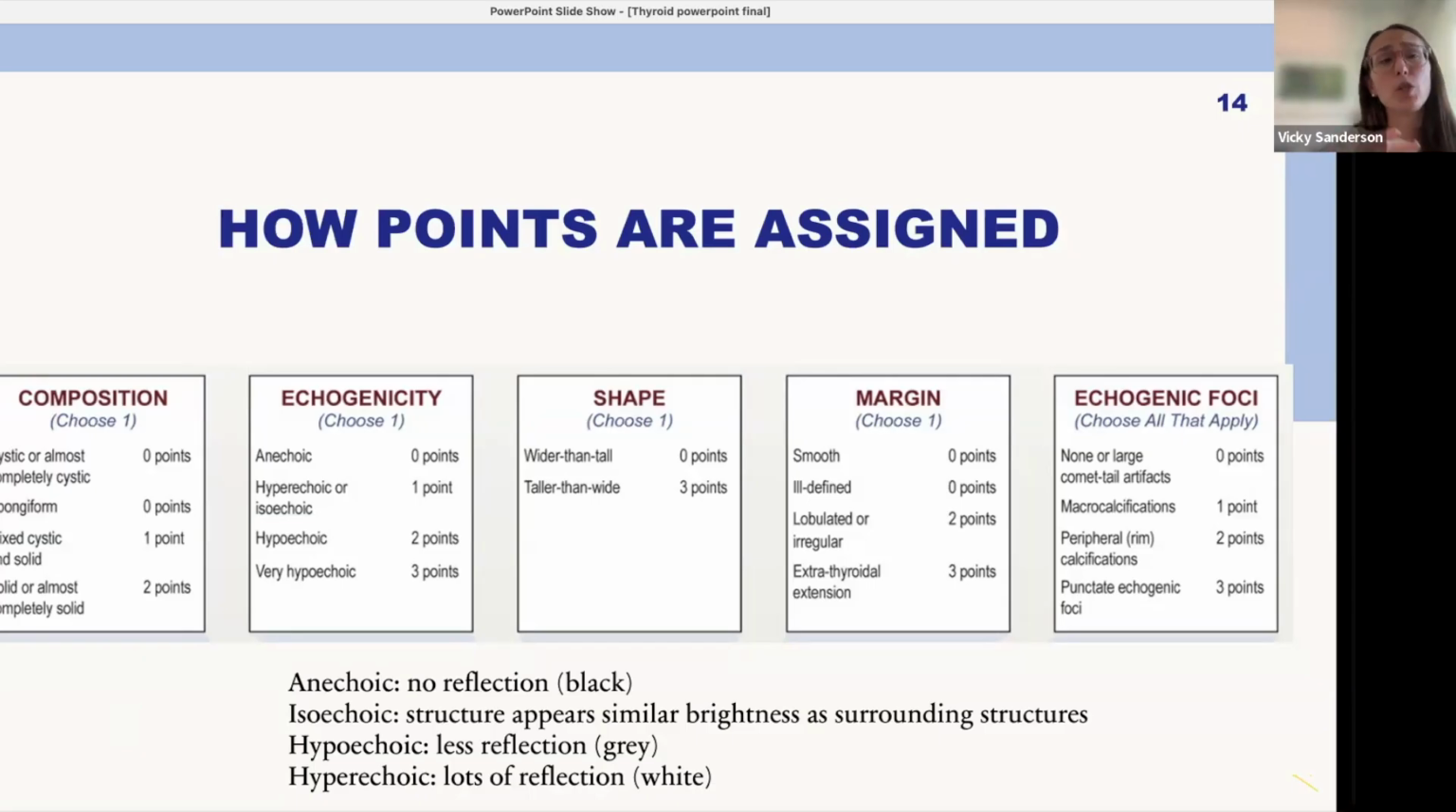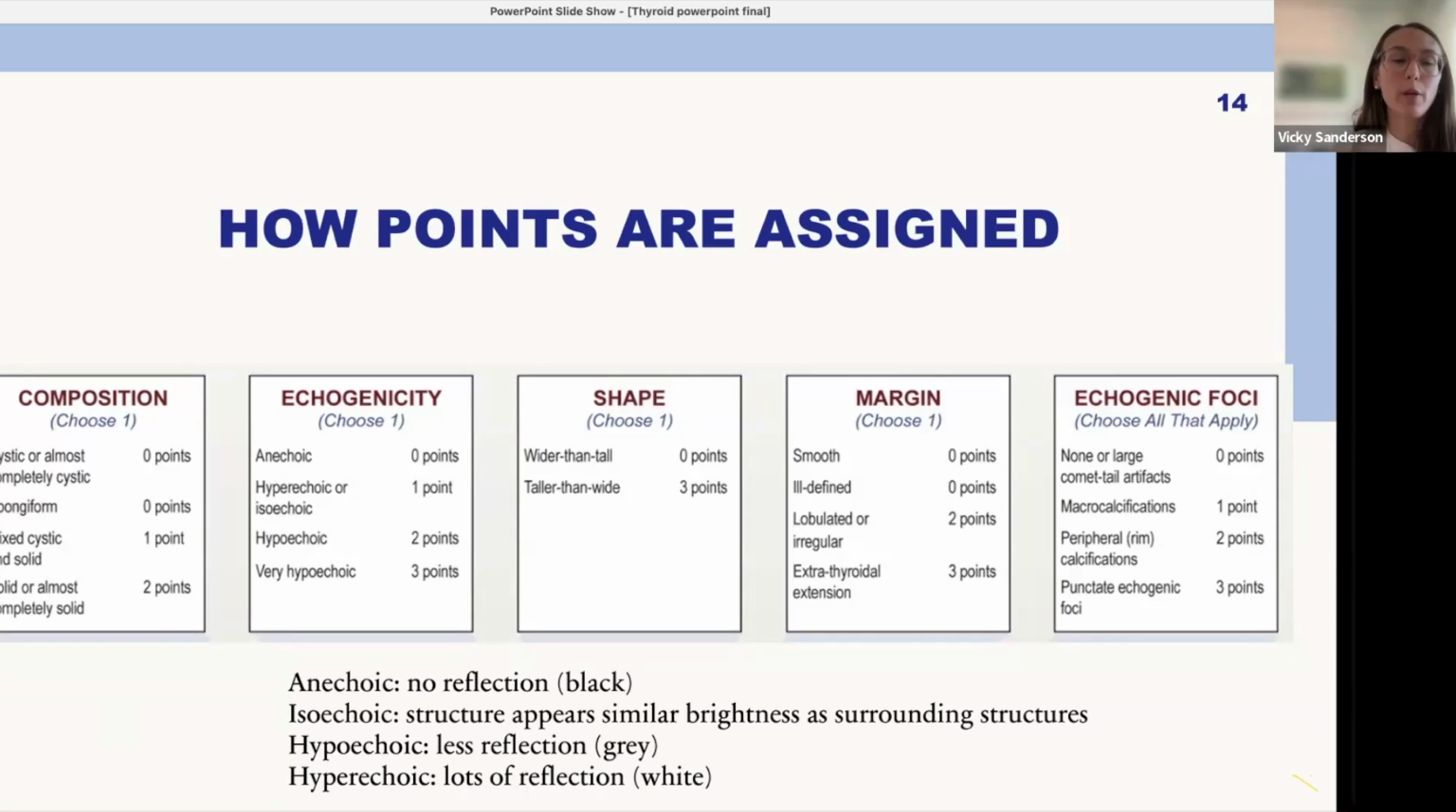Hypoechoic means less reflection; they're usually gray. Hyperechoic nodules reflect a lot of those ultrasound waves, so they show up as white. General rule of thumb: hypo- or hyperechoic nodules share more concerning features when it comes to the thyroid nodule. Whenever you see a taller-than-wide nodule, it should already be flagged as a concerning feature. It shares characteristics of a more cancerous-appearing nodule, so be wary of that.